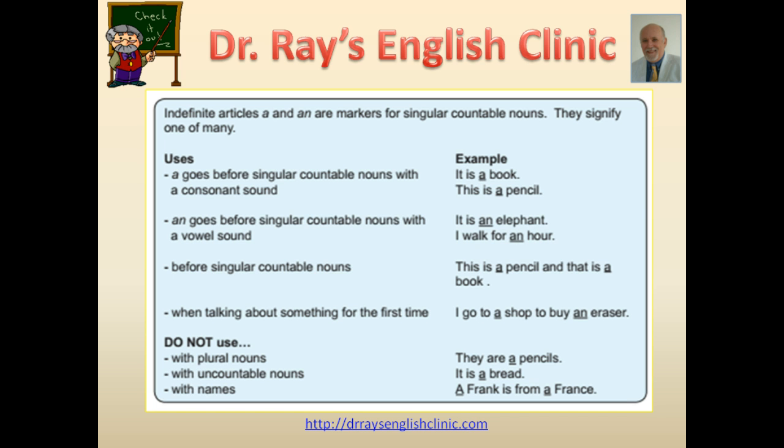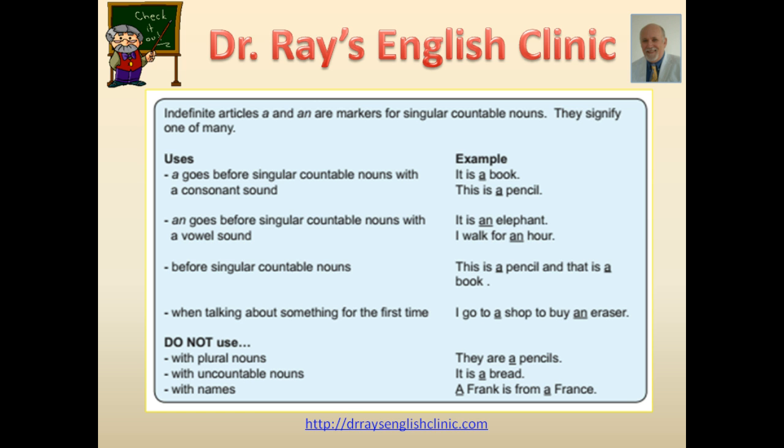Today we're going to talk about indefinite articles, a and an. What do they mean? How do we use them in English? And why do we have to have these strange things in English? Okay, so as we can see here, indefinite articles a and an are markers for singular countable nouns. Now, markers means they indicate something or they show us something, how many, for example, for singular countable nouns. And we'll talk about what that means very shortly.